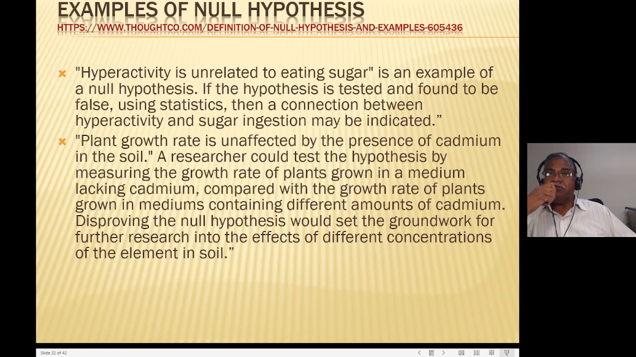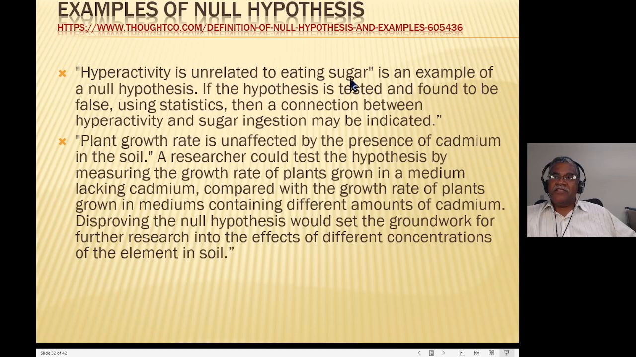Okay, so let's look at some examples of null hypothesis. Again, you start with the premise. Your default is that the hypothesis is null. So you say hyperactivity is unrelated to eating sugar. Then you conduct an experiment and you give a bunch of kids, your control group, vegetables, and you give high fructose corn syrup candy to the other kids. If all of them, even after eating the candy and the vegetables, behaved in the exact same way, you say, I have to accept my null hypothesis, that hyperactivity is unrelated.